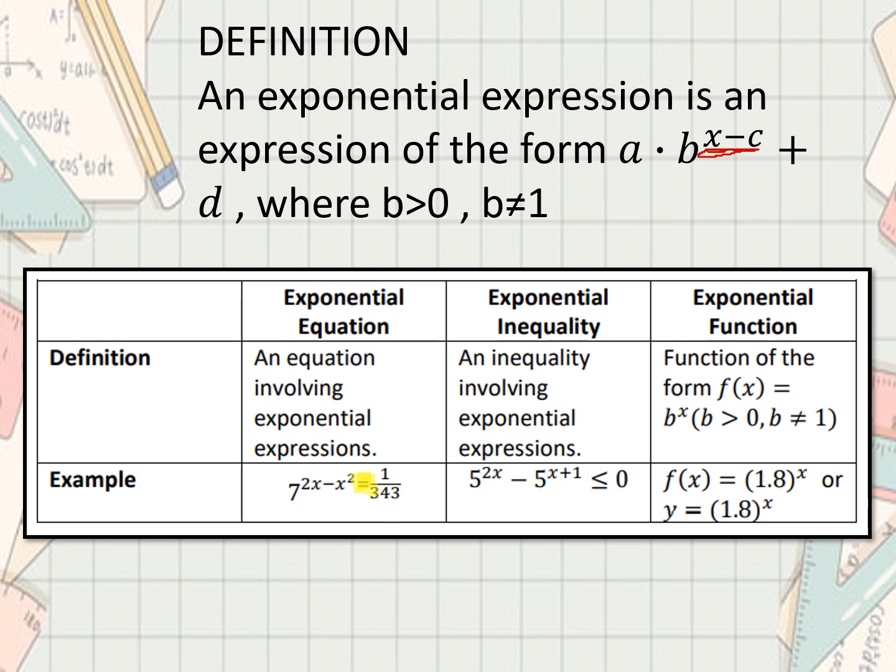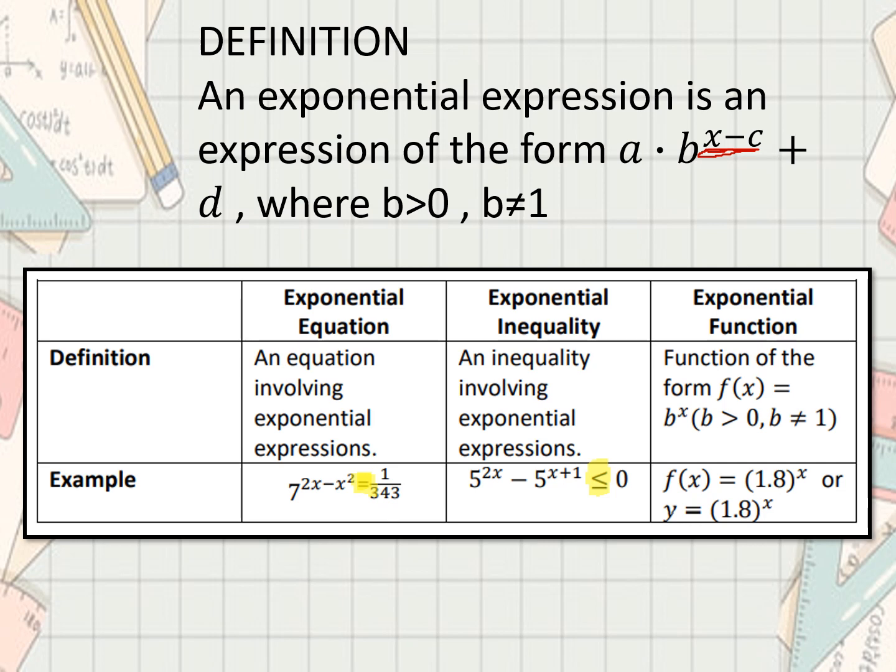Okay, in an exponential inequality, what we use are inequalities. So, what are the inequalities? Like in our example, 5 raised to 2x minus 5 raised to x plus 1 is less than or equal to 0. So, what was used there is less than or equal. We can also use greater than, less than, or greater than or equal.